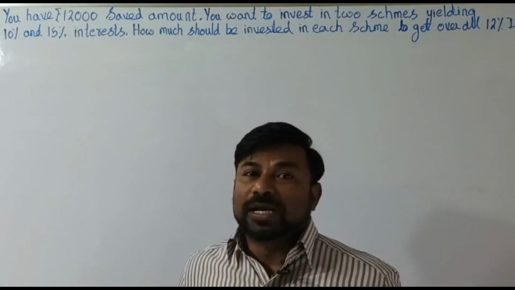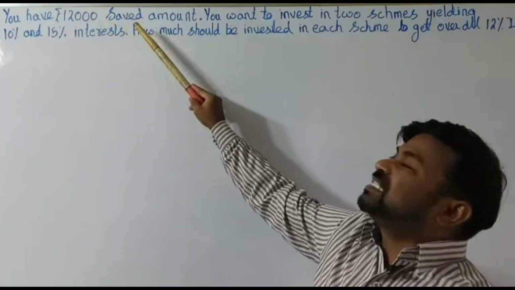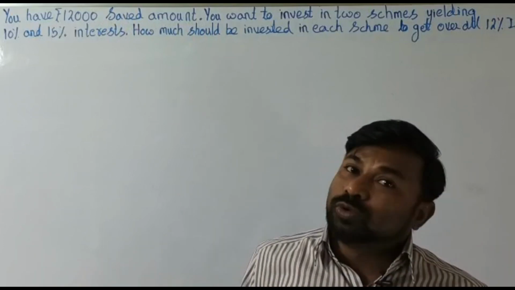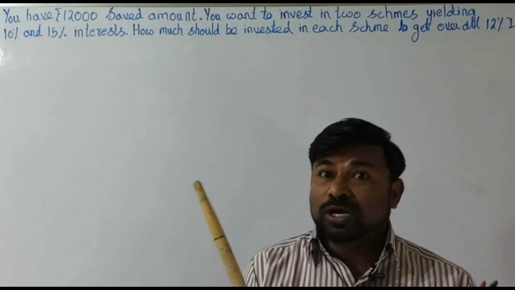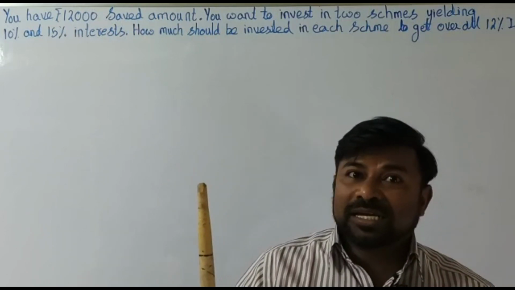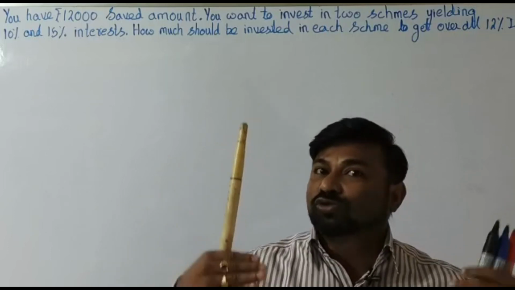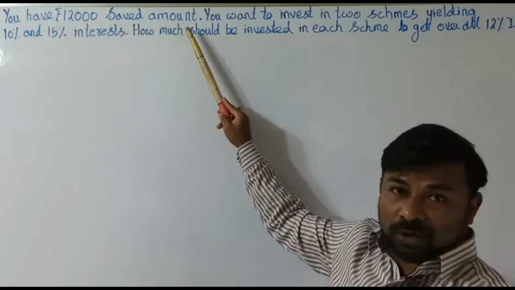All right, let me read out the question for you. You have 12,000 rupees saved amount. The amount you have with you is nothing but 12,000. You are planning to make an investment with that 12,000. How much amount are you investing? That's the tricky part. That's the one we are supposed to find out now.